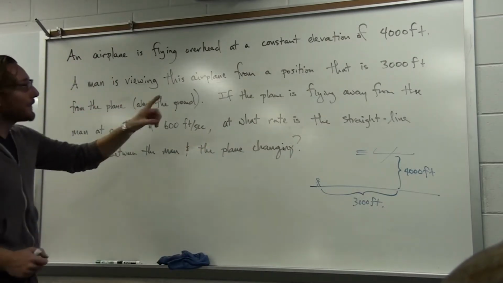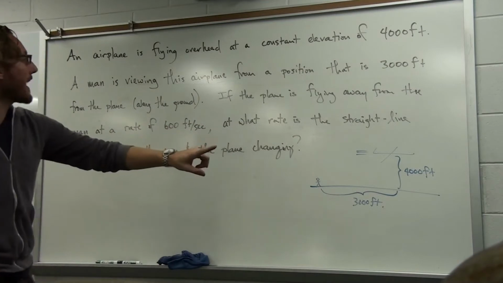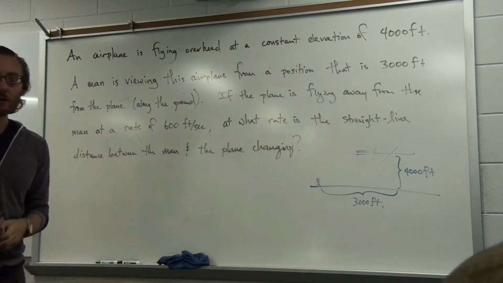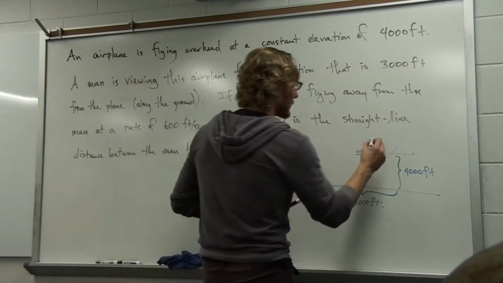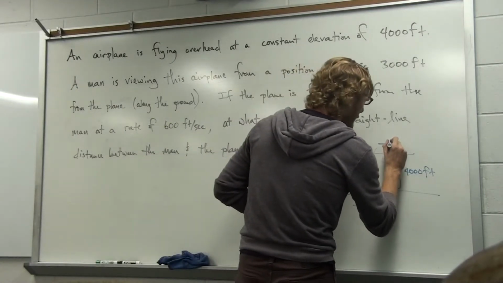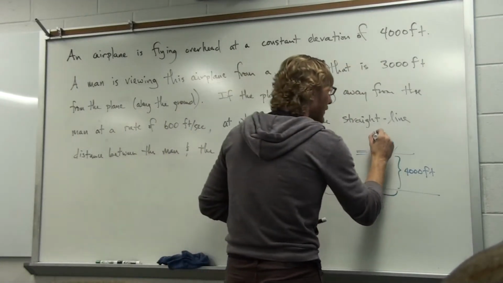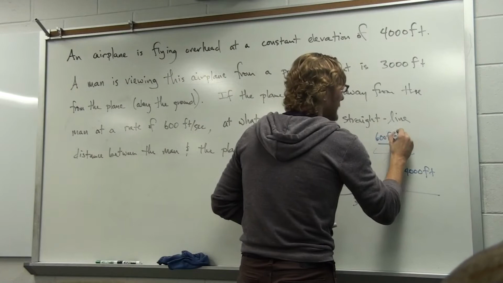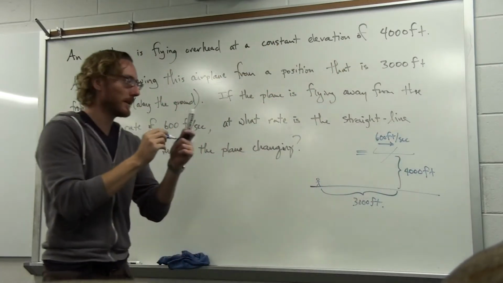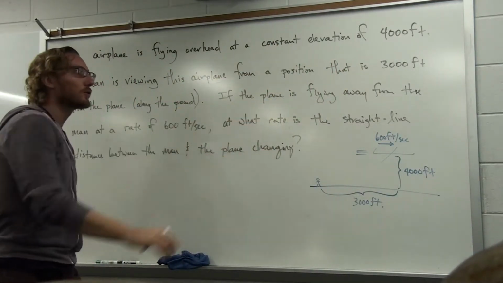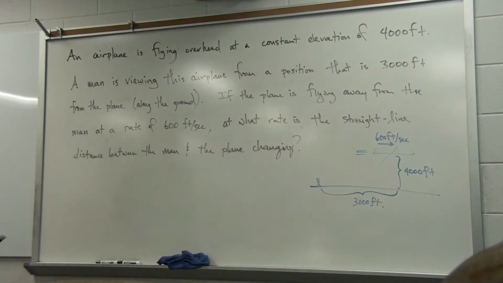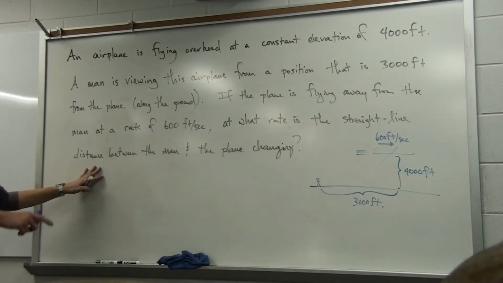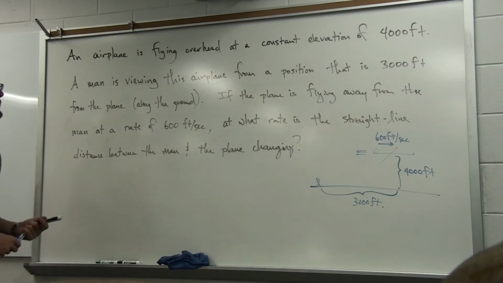Okay, now, the plane is flying away from the man at a rate of 600 feet per second. So let's try to visualize this. Now the plane is moving, right? And the plane is moving at a rate of 600 feet per second. So here's the picture. You can imagine the plane zooming off at 600 feet per second. The question is, at what rate is the straight line distance between the man and the plane changing?